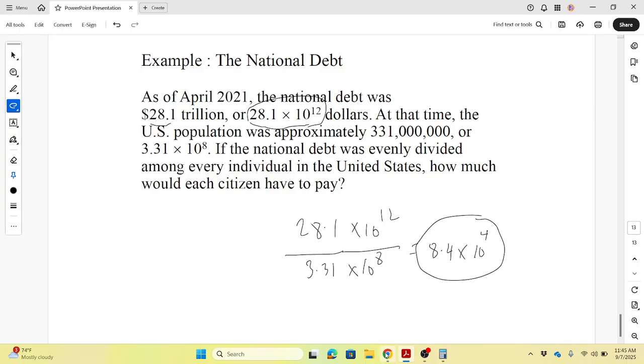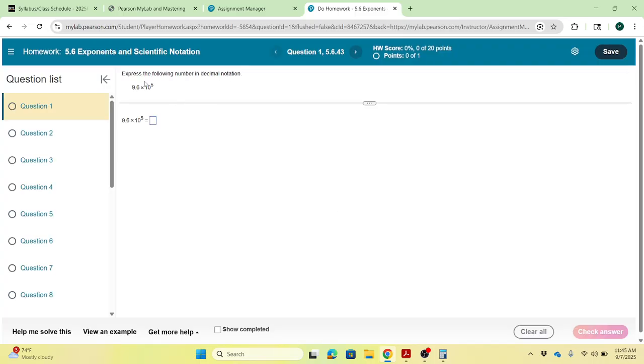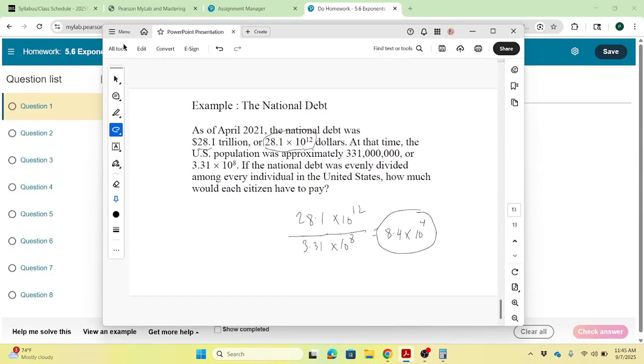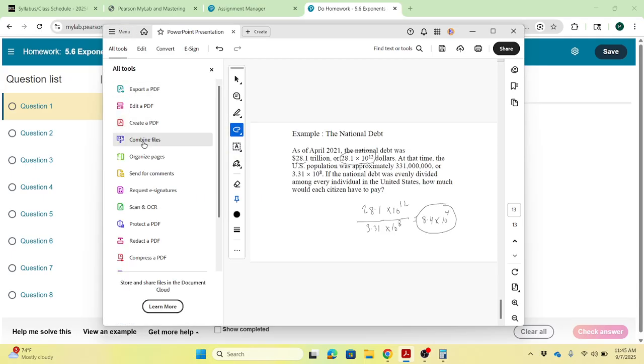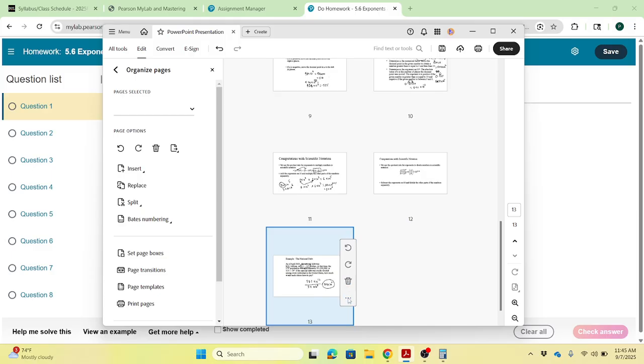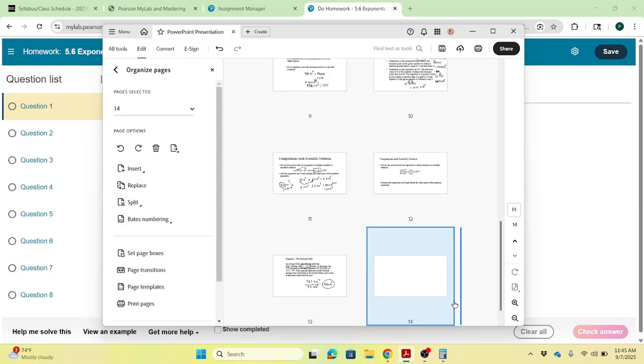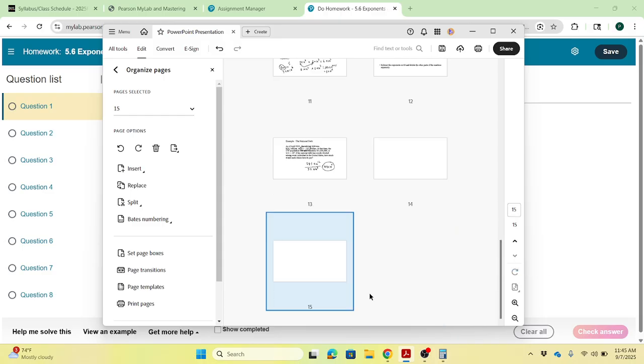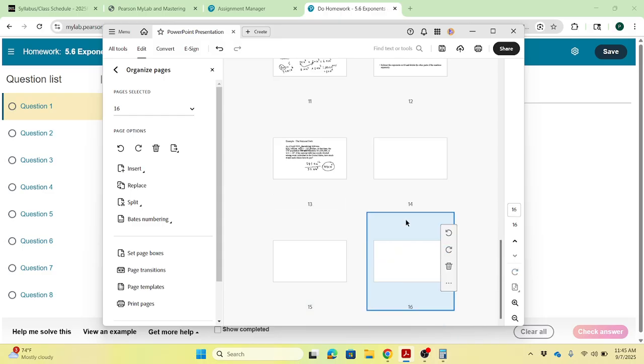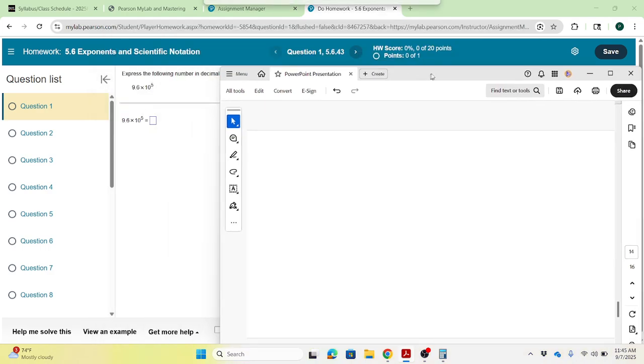Okay, let's look at some examples from the homework problems here. Express the following number in decimal notation: 9.6 times 10 to the power 5. To write this number in decimal notation, it already looks like a decimal, but it is not, because it's scientific notation. We have to convert that to decimal notation. Let me insert a couple of blank pages here, and then let's do the problem.